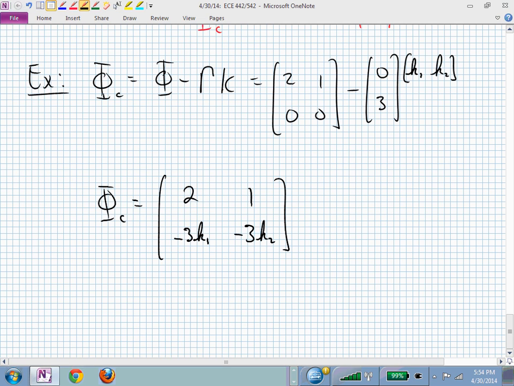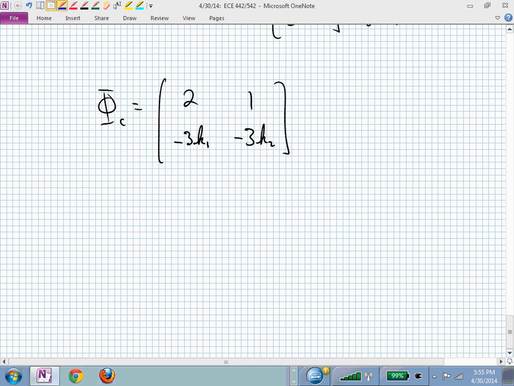And now what we're actually interested in is the eigenvalues of this closed loop matrix. We want to adjust or select K1 and K2 to give us eigenvalues which correspond to the closed loop poles of our system. We want to pick K1 and K2 to put us where we want those poles to live.